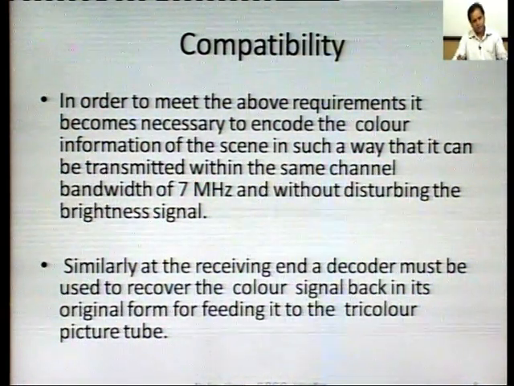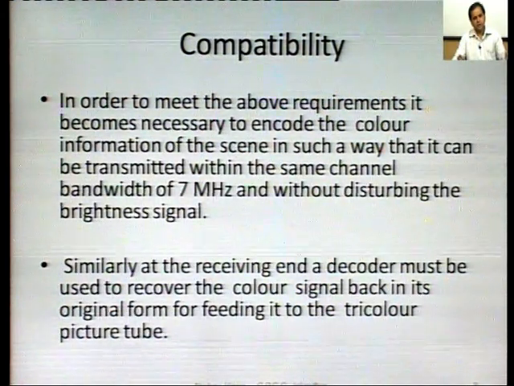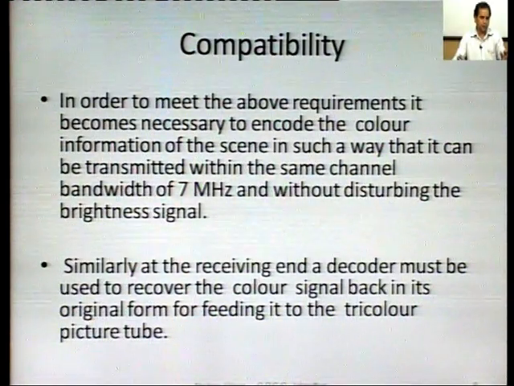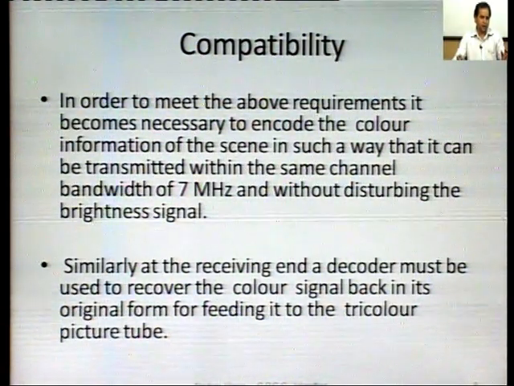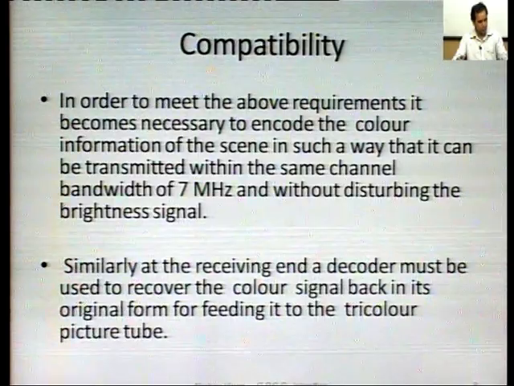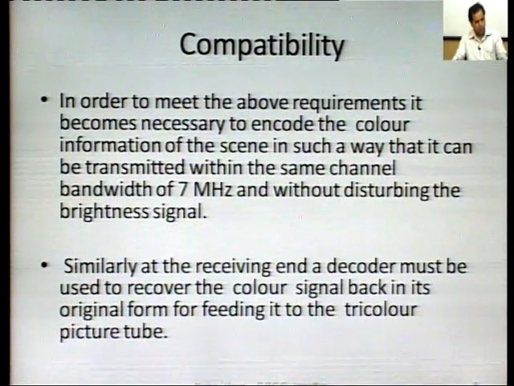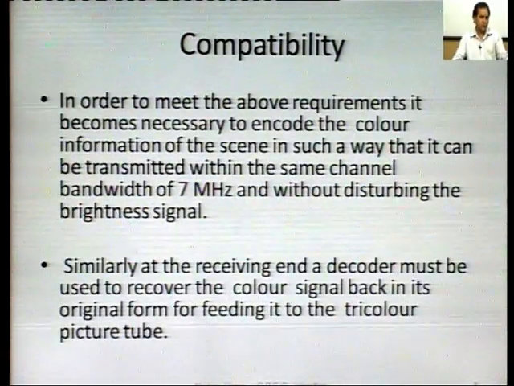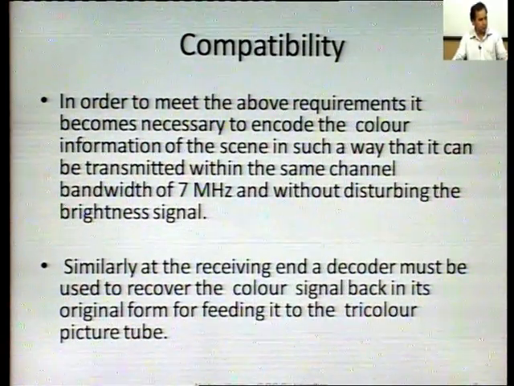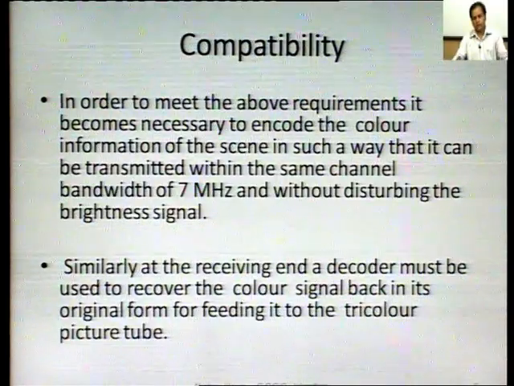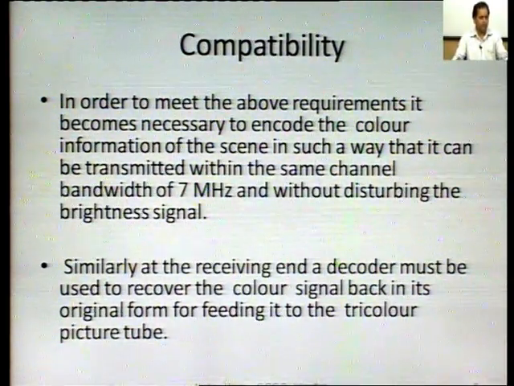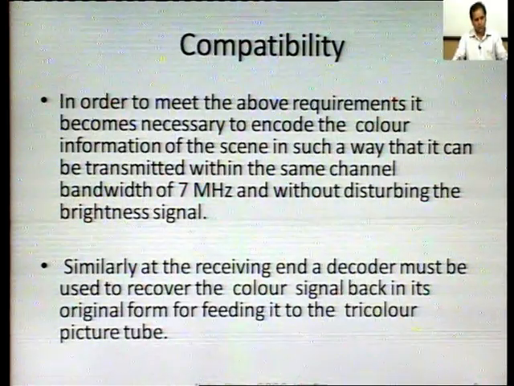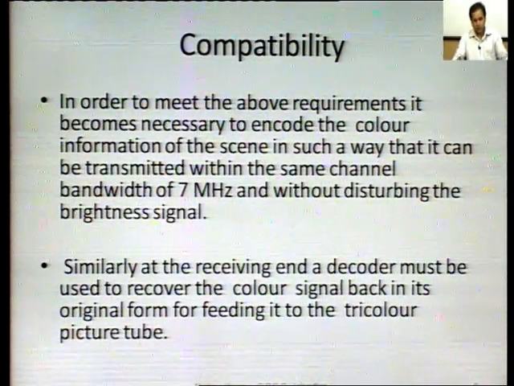When the signal is received at the receiving end, it is decoded, and the color information is obtained from that decoded signal. That color information is supplied to the tricolor picture tube. The picture tubes of color TV and monochrome TV are different. For color TV, it is a tricolor picture tube.